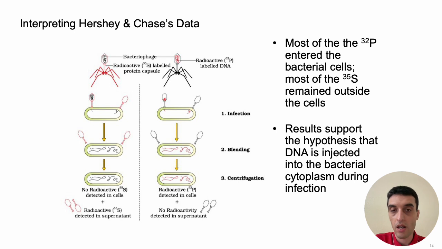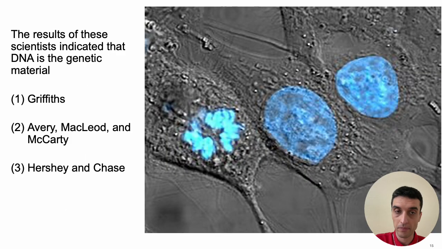So that way, proving once more that it was not protein, it was DNA that was responsible for transmission of information. So the results of Griffith, Avery, MacLeod, and McCarty, and Hershey and Chase were very important to conclude that DNA is the blueprint of the cell.